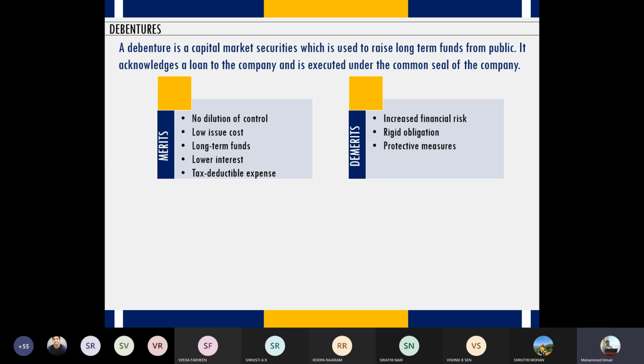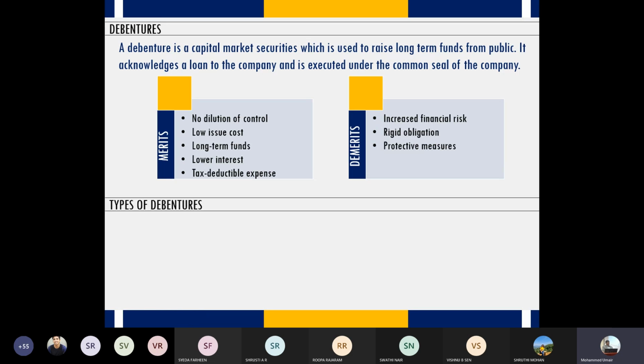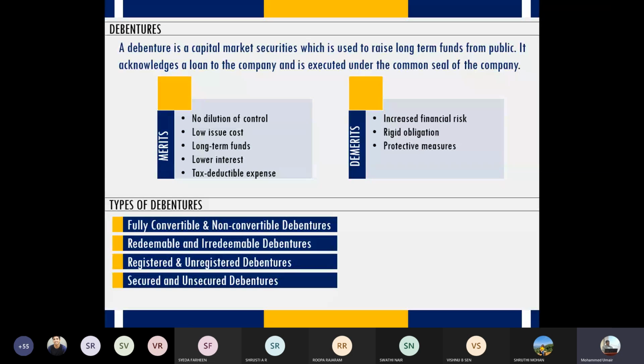Now, what are the different varieties of debentures available in the market? Let's discuss the types of debentures. In terms of convertibility, we have fully convertible debentures and non-convertible debentures. Now, what's the benefit of this convertibility? And what can you convert a debenture to? You have an option of converting the debenture into a share.